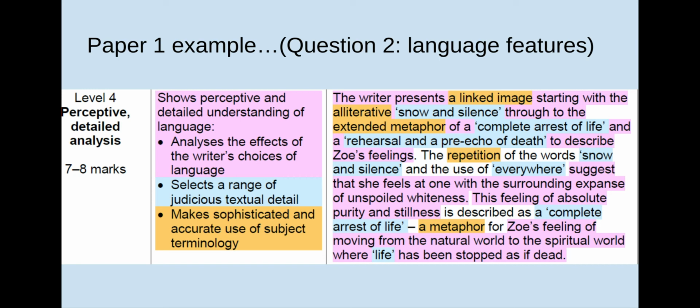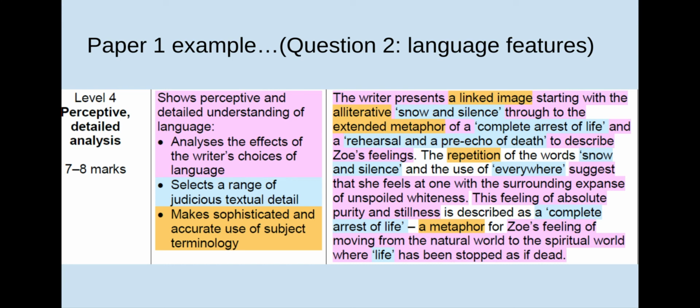So the writer presents a linked image starting with alliteration, or alliterative snow and silence, through to the extending metaphor of a complete arrest of life and a rehearsal and a pre-echo of death. Describe Zoe's feelings. The repetition of the words snow and silence and use of everywhere suggests that she feels at one with the surrounding expanse of unspoiled whiteness. This feeling of absolute purity and stillness is described as a complete arrest of life, a metaphor for Zoe's feeling of moving from the natural world to the spiritual world.